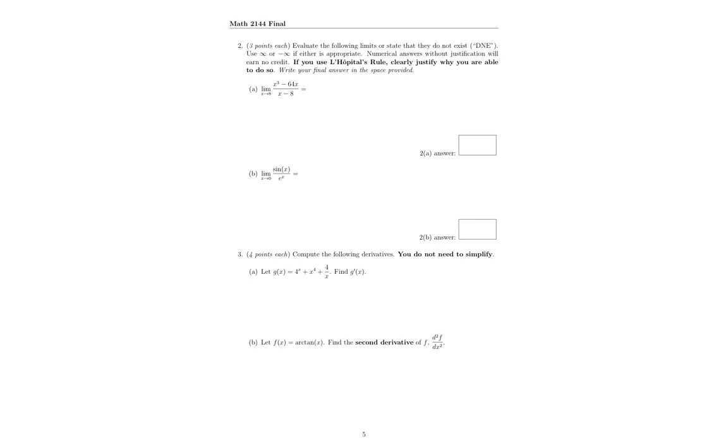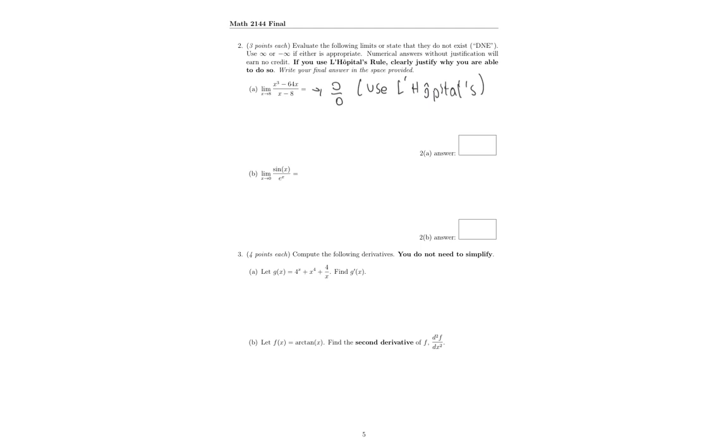Okay, so this first one, if I were to try to evaluate this, I'm going to get 0 over 0, because it's the limit as x approaches 8 of x cubed minus 64x over x minus 8. So, because it's 0 over 0, we use L'Hopital's. You don't have to put the little thing over the equals sign. I'm just extra.